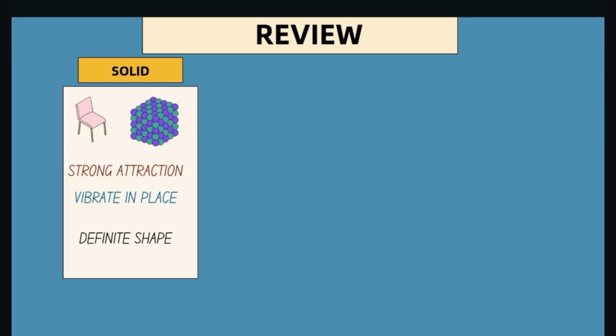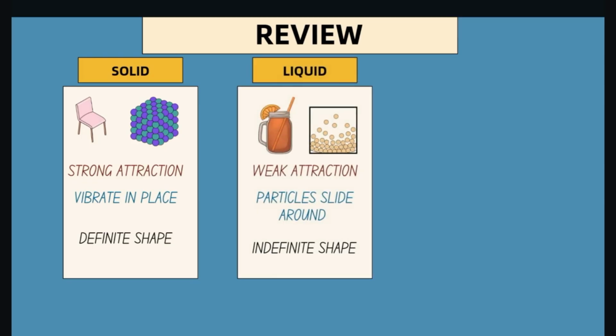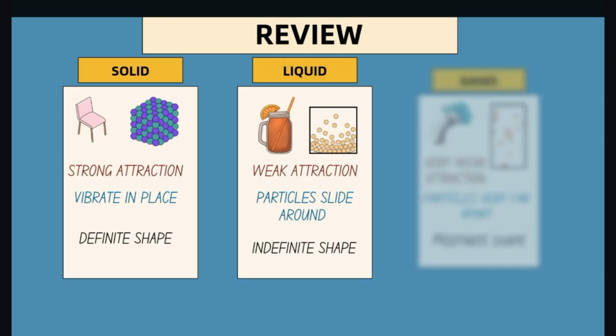So a quick recap, guys. We learned that solids, like the chair, which is an example of a solid, have particles that are packed tightly. There's a strong attraction between them. They can only vibrate in place, and we describe solid shapes as definite. Liquids like this iced tea have particles that can slide around one another because the attraction between them is weaker, and we describe liquid shapes as indefinite.